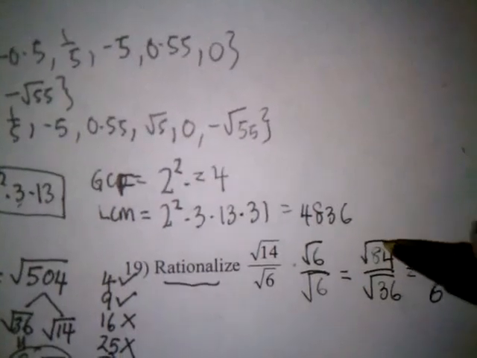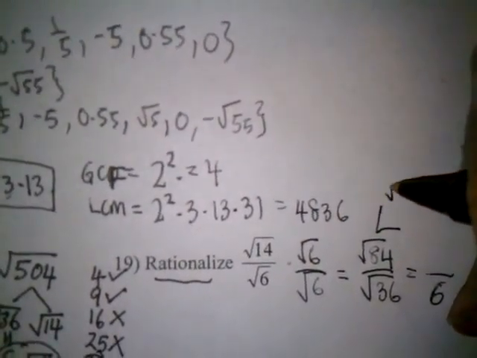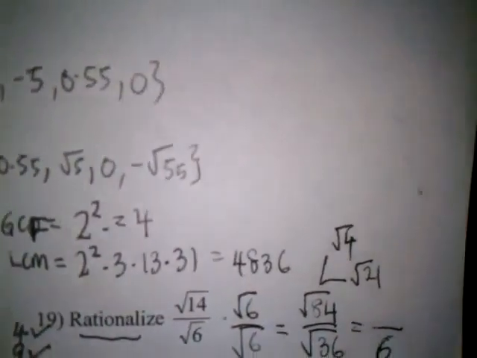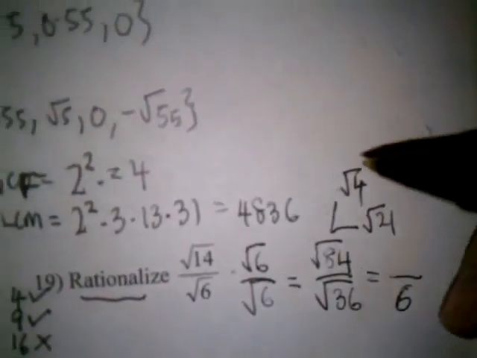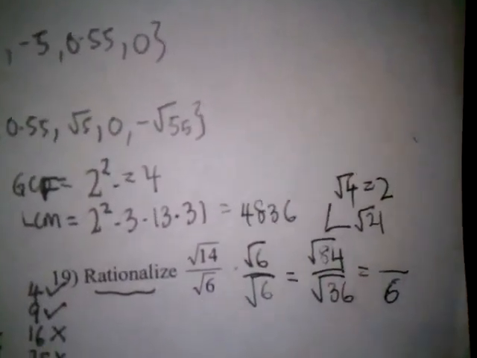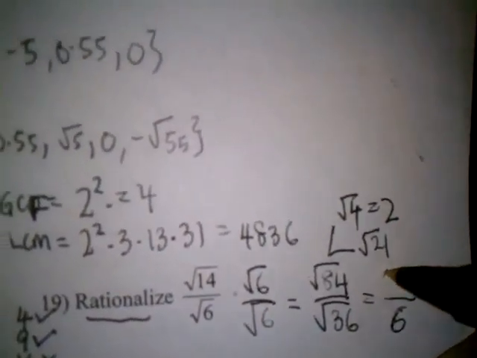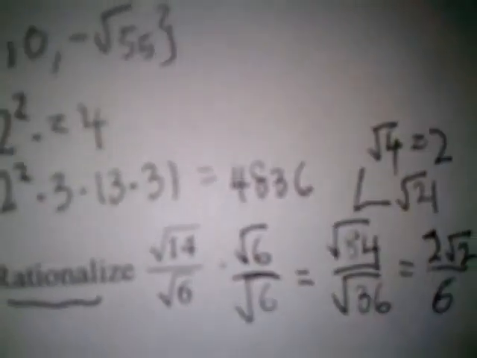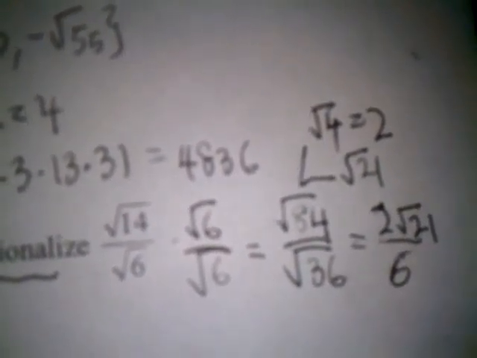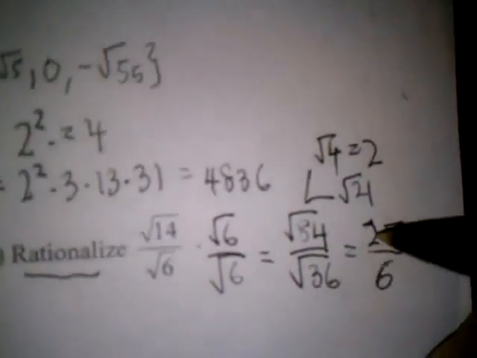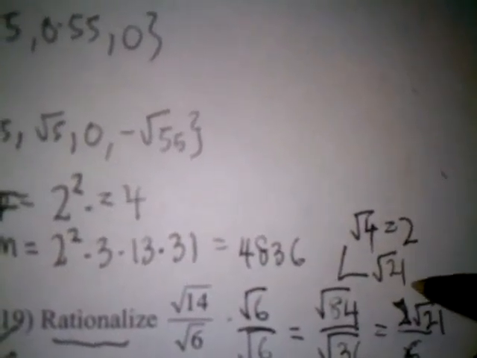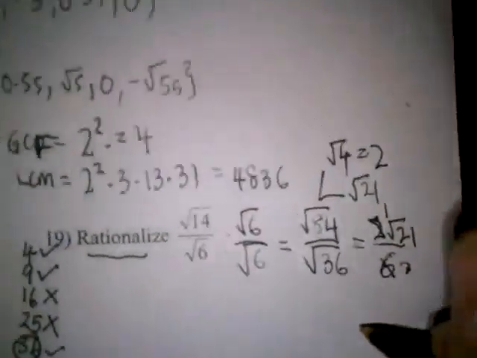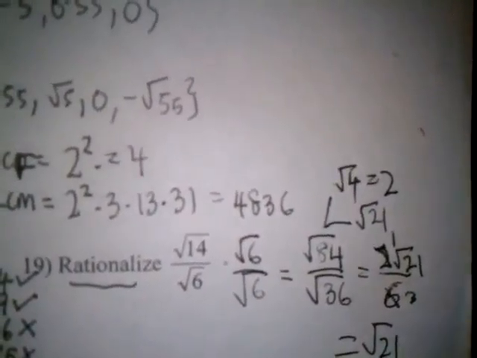Now we have to break root 84 down. Root 84 can be broken down to become root 4 and root 21, where root 4 is 2. So this answer will be 2 root 21. But this is not your final answer yet, because 2 and 6 can be reduced to become 1 and 3. So your final answer in this case will be root 21 over 3.